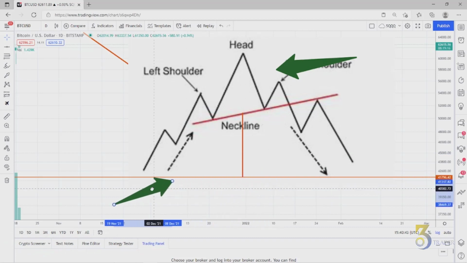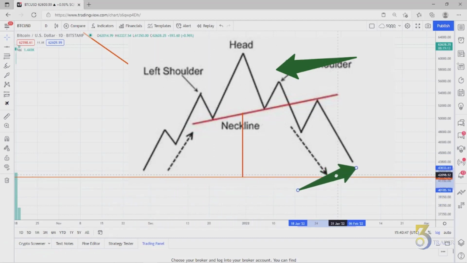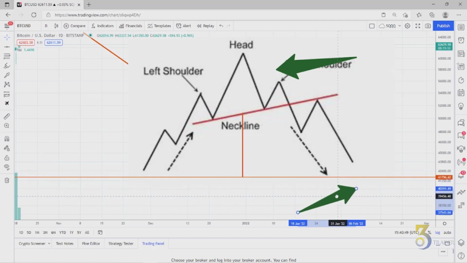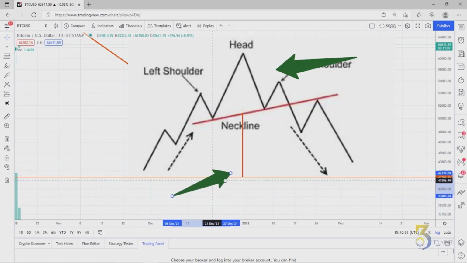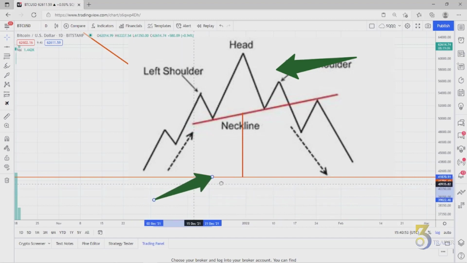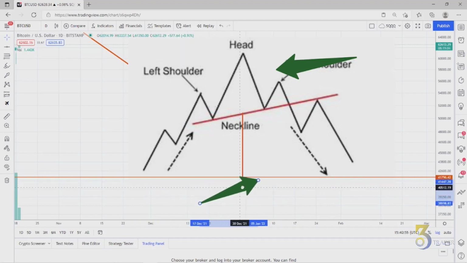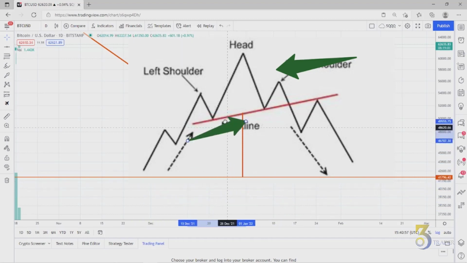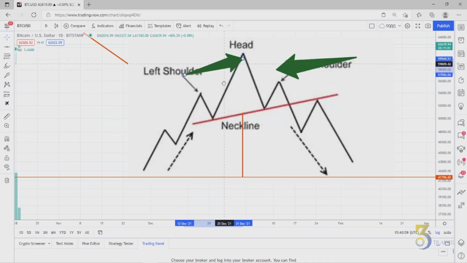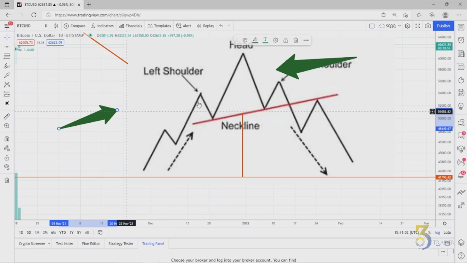You don't have to write this in stone. Sometimes it stops just short, sometimes it blows past it. But this is your estimate. Remember, this is an estimate, an aggregate of where you can expect price to come close to reaching. That's how you get your target, as measured from neckline to head.